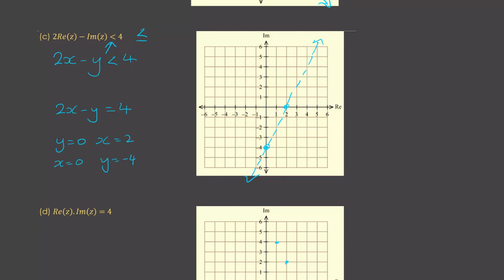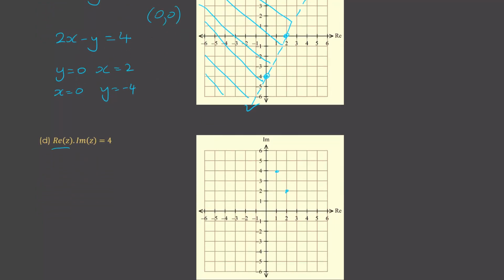Now we need to figure out which side we need to shade here, because this is an inequality. So let's choose the origin, (0, 0). If I have 0 take away 0, that's equal to 0, and that is less than 4. Therefore, the side with the origin is the side that we need to shade. And you can always do a point test like this to decide which side you need to shade.